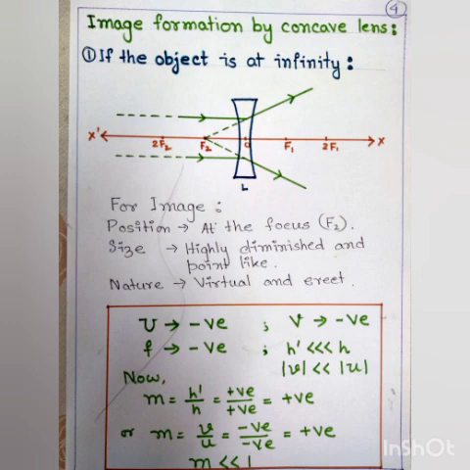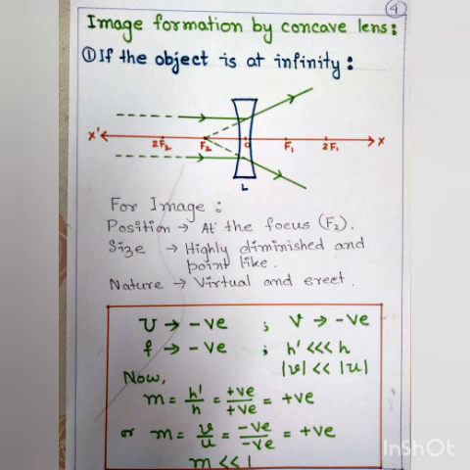Therefore what will be the sign of the distance of the image? Here v is negative, and as usual u, the object distance, is always negative. And see, for concave lens you have to remember f is negative. For convex lens f is positive, and for concave lens the focal length f is negative.